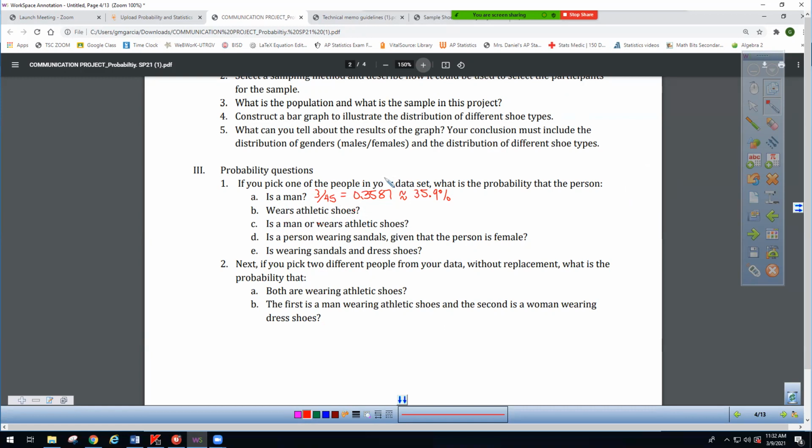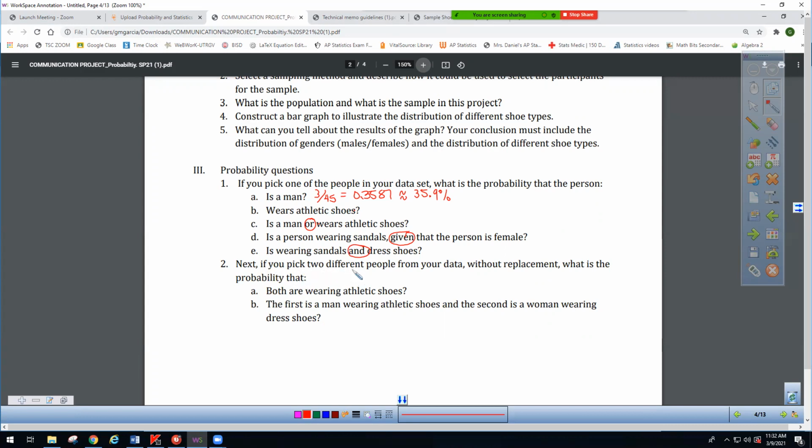Is a man, or remember when we have the word or, what formula are we going to use? Is a person wearing sandals? Given that, remember this is your conditional probability. And is wearing sandals, and remember what we use for the word and. So these are your keywords here. Or, what do we do? The given is a conditional probability, and the and. You can go back to your notes and find those formulas in your notes to know how to answer these questions. The next one, number 2.